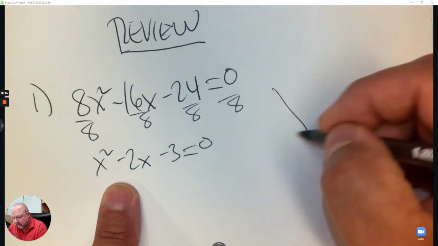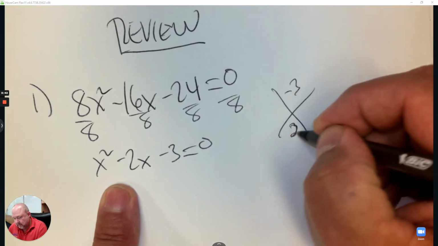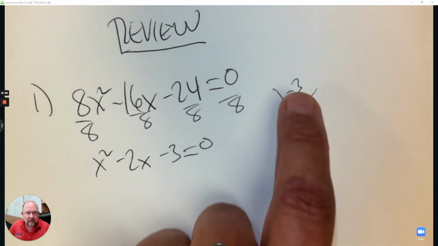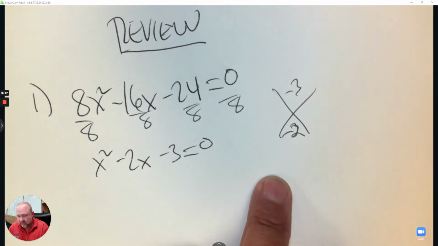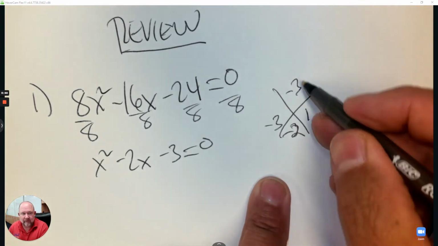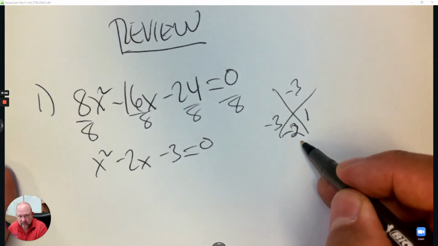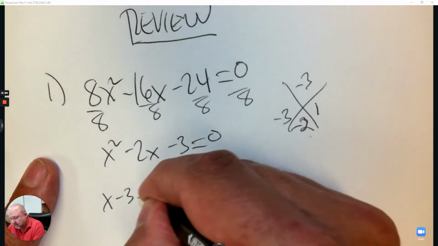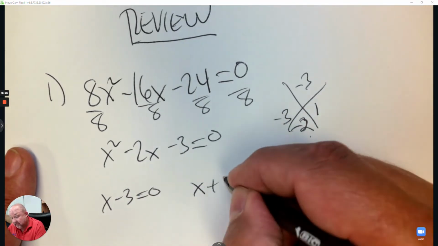Step 2 is to factor. So negative 3 and negative 2. So the two numbers that fit to factor: negative 3 times 1 is negative 3, and they add to negative 2. Then we take each factor equal to 0 and then solve them.